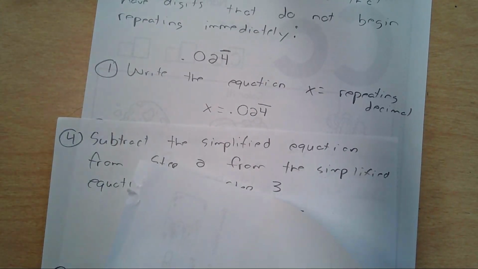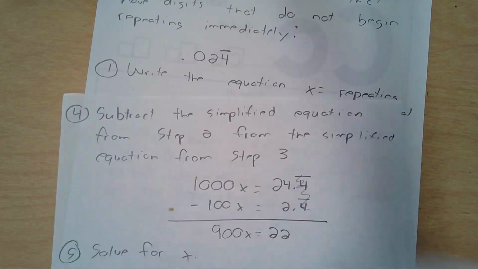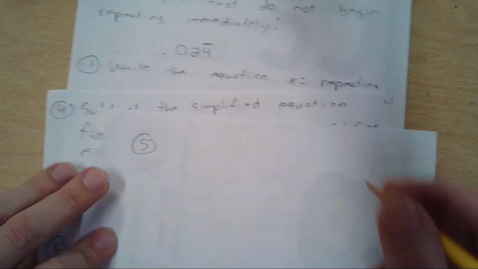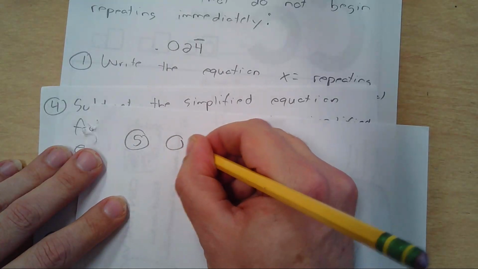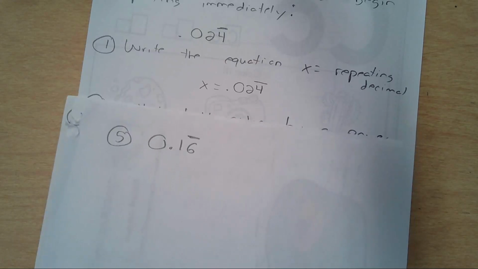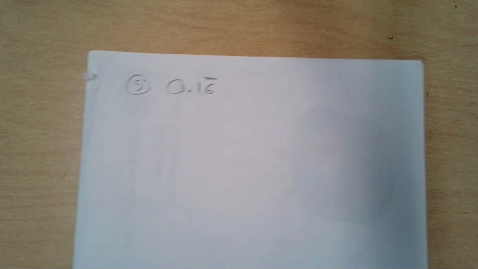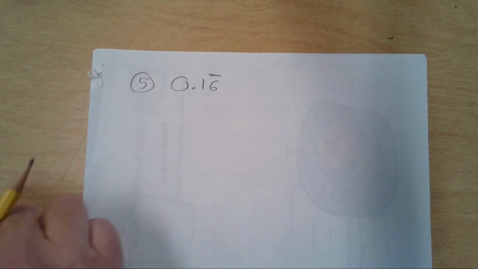All right. Let's try one here. Let's try number 5. We'll make it positive. So 0.16 with just the 6 repeating. I'll give you a moment and then we'll do another one then. So 5-step process here.